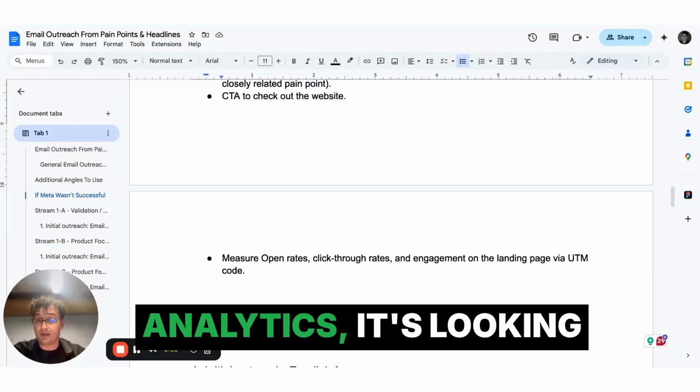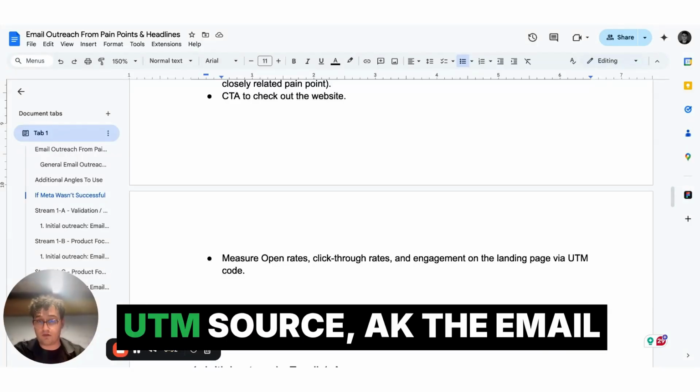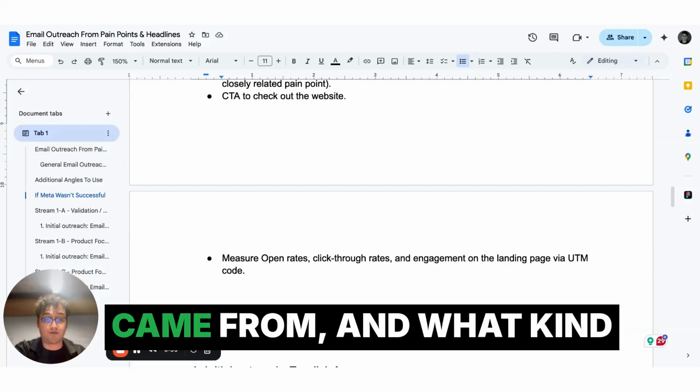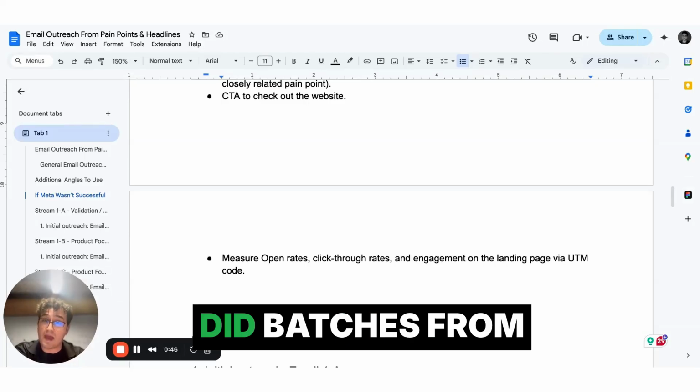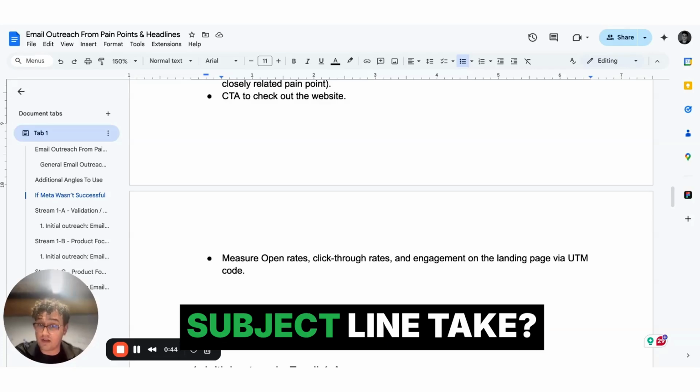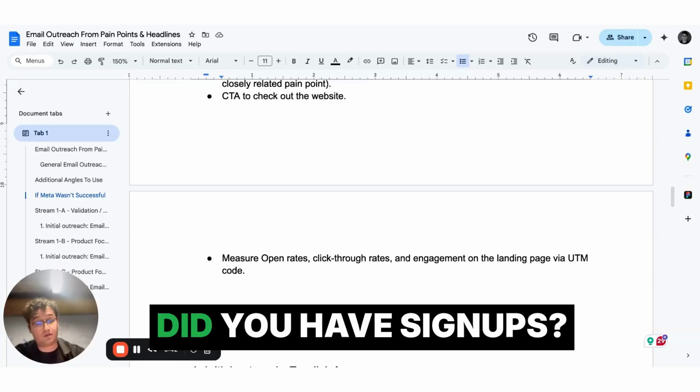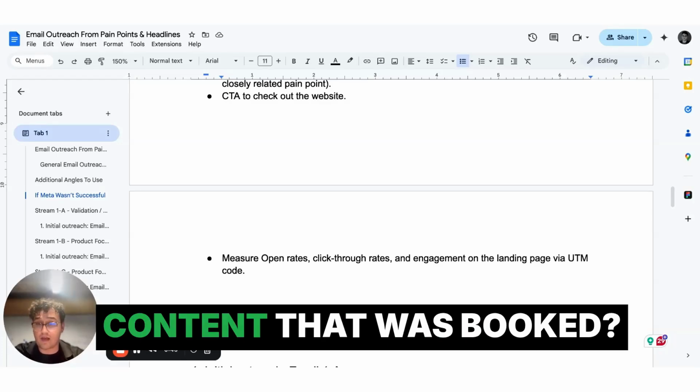If you're using Google Analytics, it's looking at from what UTM source, aka the email, it came from, and what kind of actions did that person take on the website? What kind of engagement did batches from each individual subject line take? Did you have pre-orders? Did you have signups? Did you have downloadable content that was booked?